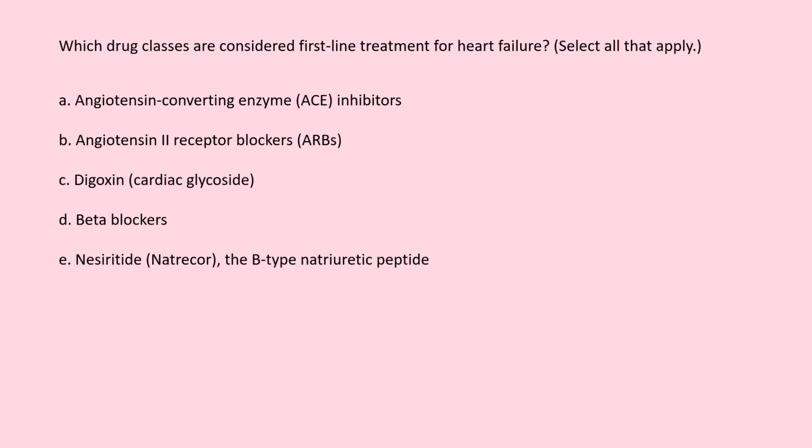Which drug classes are considered first-line treatment for heart failure? Select all that apply. A. Angiotensin-converting enzyme, ACE, inhibitors. B. Angiotensin II receptor blockers, ARBs. C. Digoxin, cardiac glycoside, D. Beta blockers. E. Nesiritide, Natrecor, the B-type natriuretic peptide.